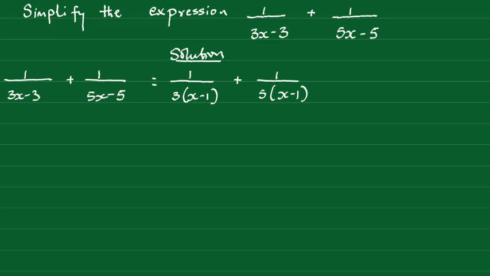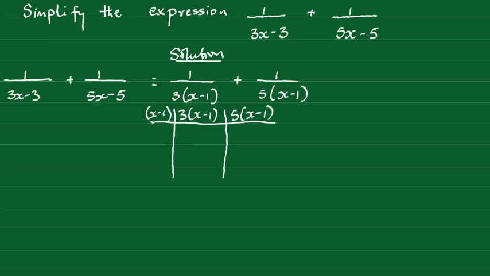Next, we find the LCM of our denominators. In order for us to do this, we draw a line, and we also divide it here. So, at this end, we have brackets open, x minus 1 bracket close. We'll have 3 bracket open, x minus 1 bracket close, 5 bracket open, x minus 1 bracket close.